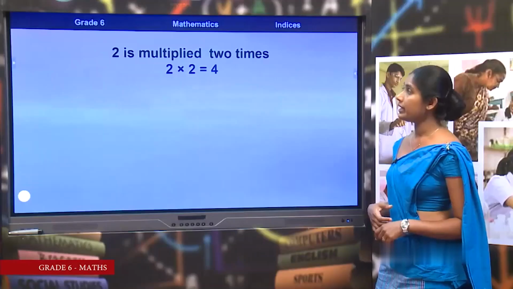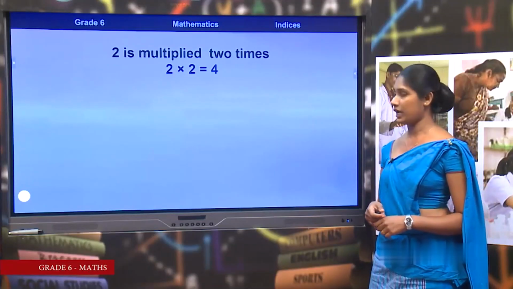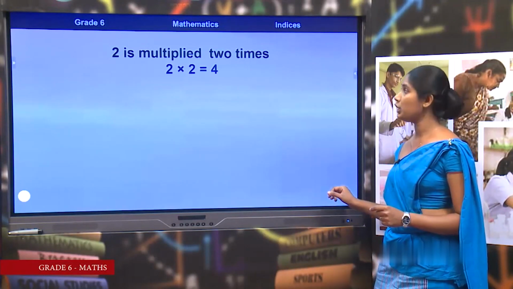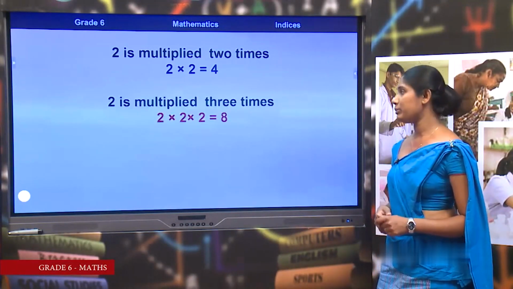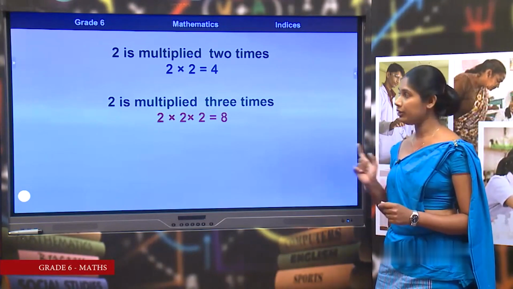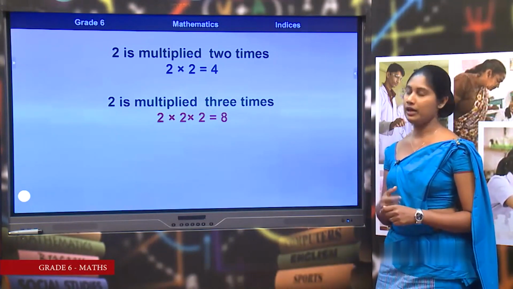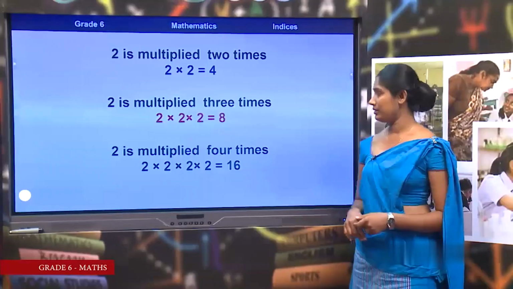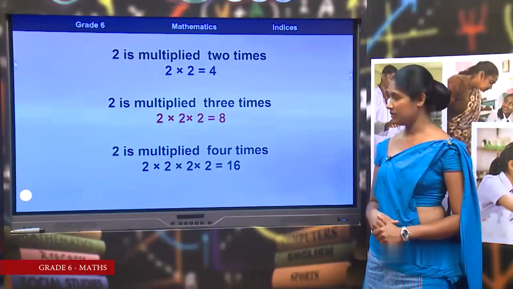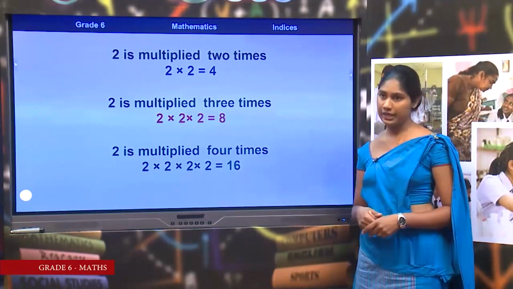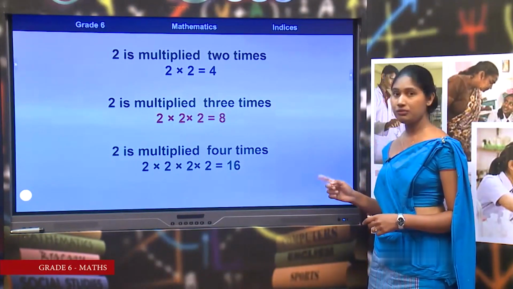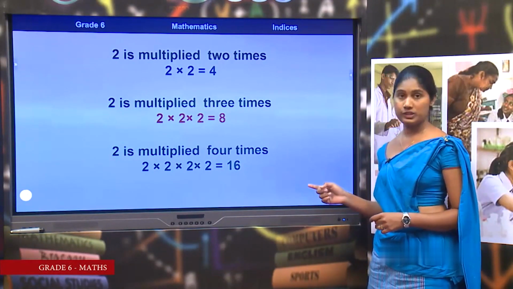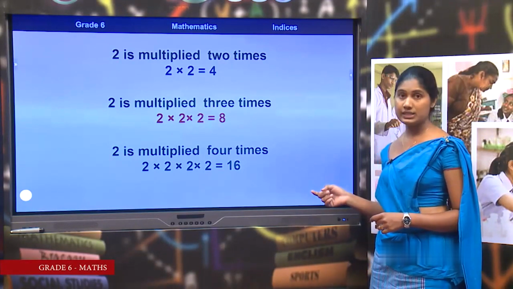Okay. Then 2 is multiplied 2 times. That means we have to multiply 2 by 2. Then that is 4. 2 is multiplied 3 times. Here you can count how many 2's are there. 1, 2, 3, that is 8 rupees. Then 2 is multiplied 4 times. Here count how many 2's are there. 1, 2, 3, 4. Then 2 into 2 is 4, 4 into 2 is 8, 8 into 2 is 16.